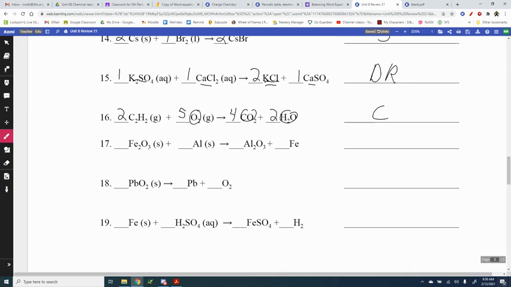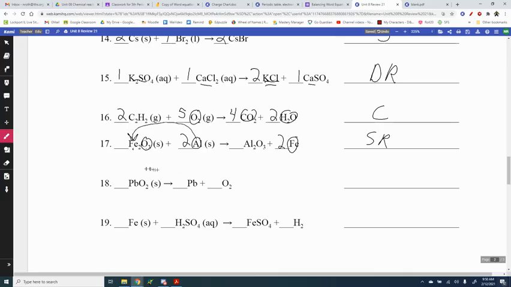Next, 17. We have 2 irons, 1 iron, 3 oxygens, 3 oxygens, 1 aluminum, 2 aluminums. So this one's pretty easy too. We just do 2Fe and we do 2Al, and they're balanced. This is a single replacement reaction because the Al comes in, replaces the Fe, bonds to the O, and the Fe is now by itself.